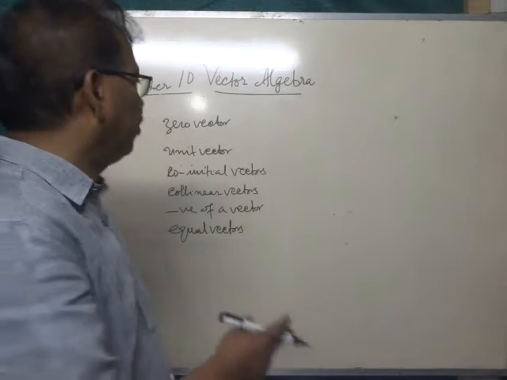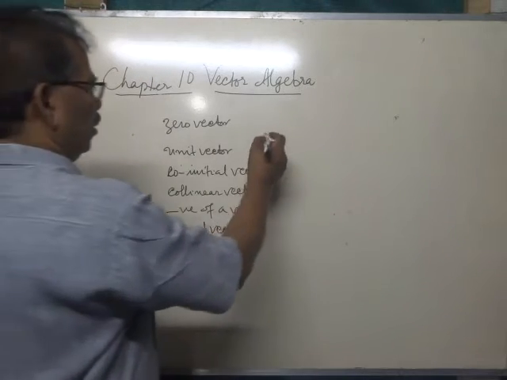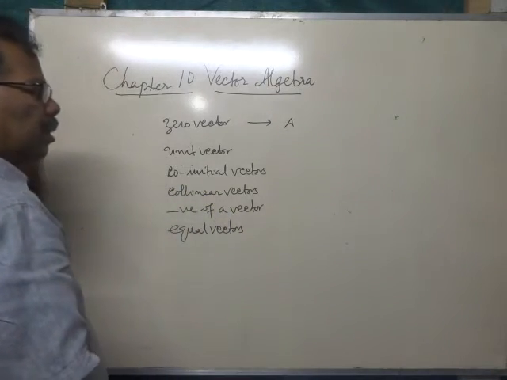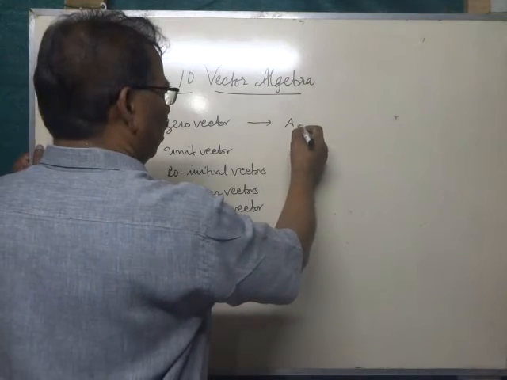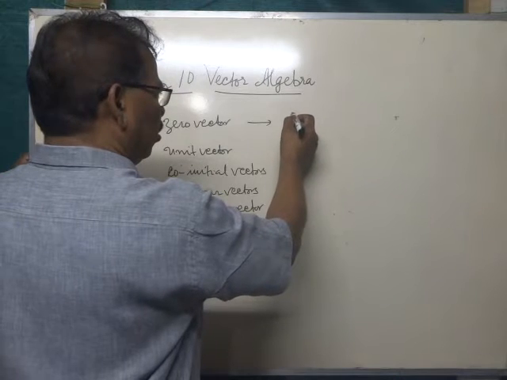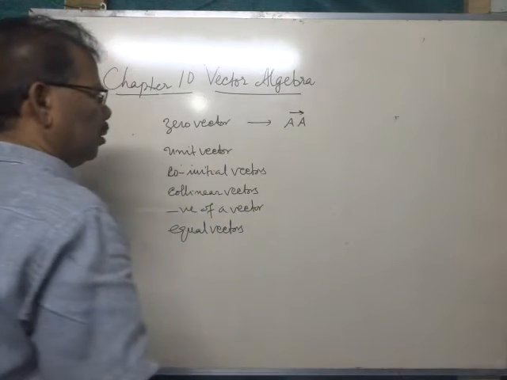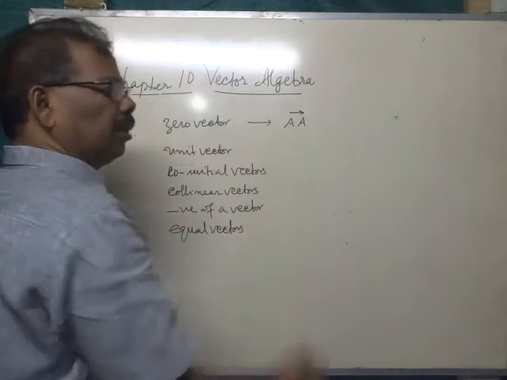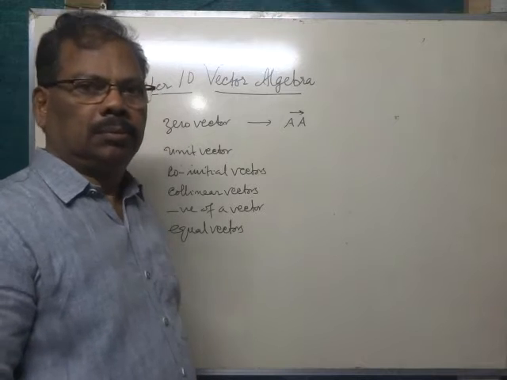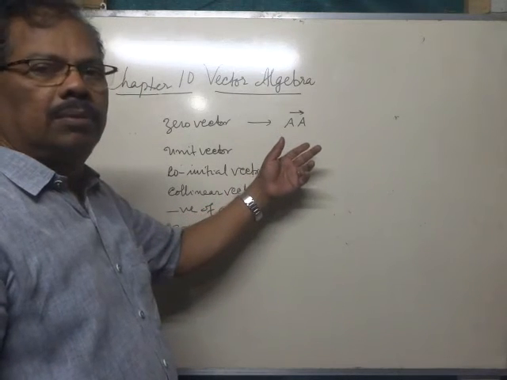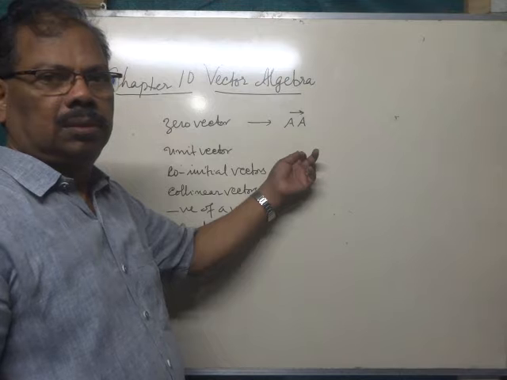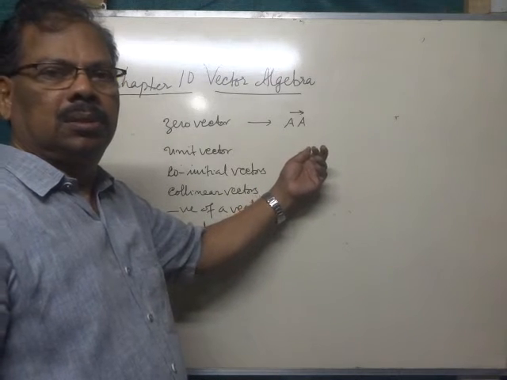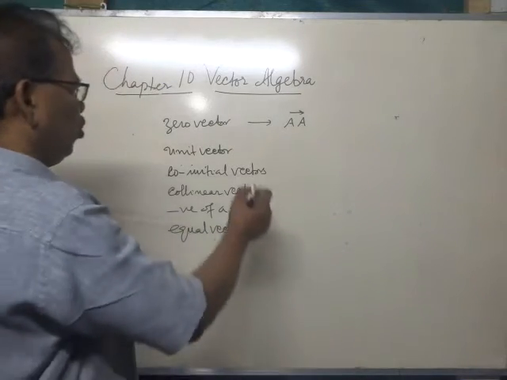Now look at these terms. Zero vector. A vector with the initial point A and terminal point also A, that means the displacement is 0, is called a zero vector. It terminates where it started. The displacement is nil.